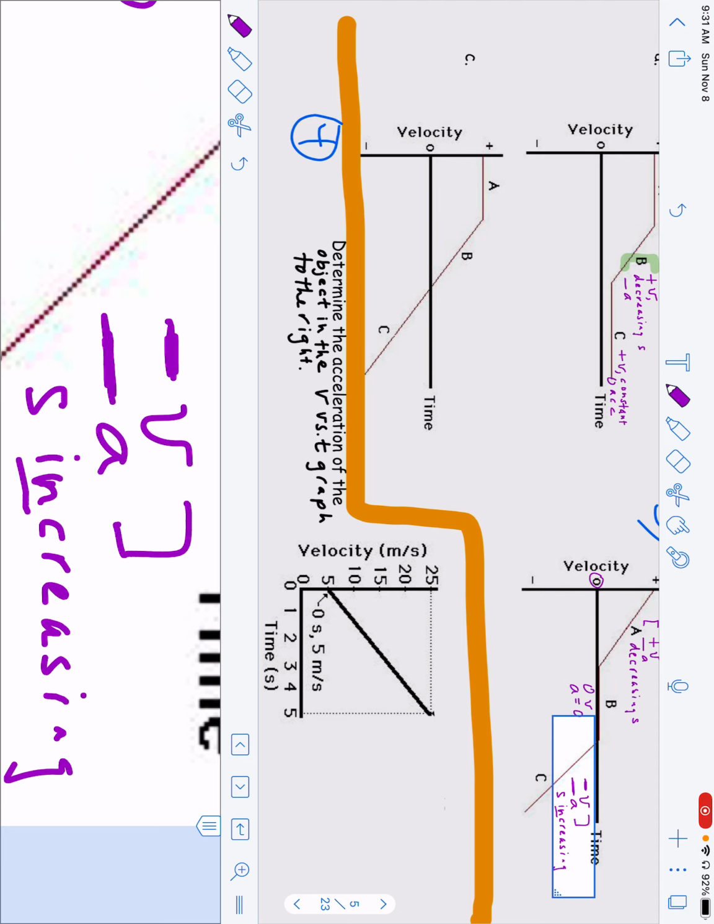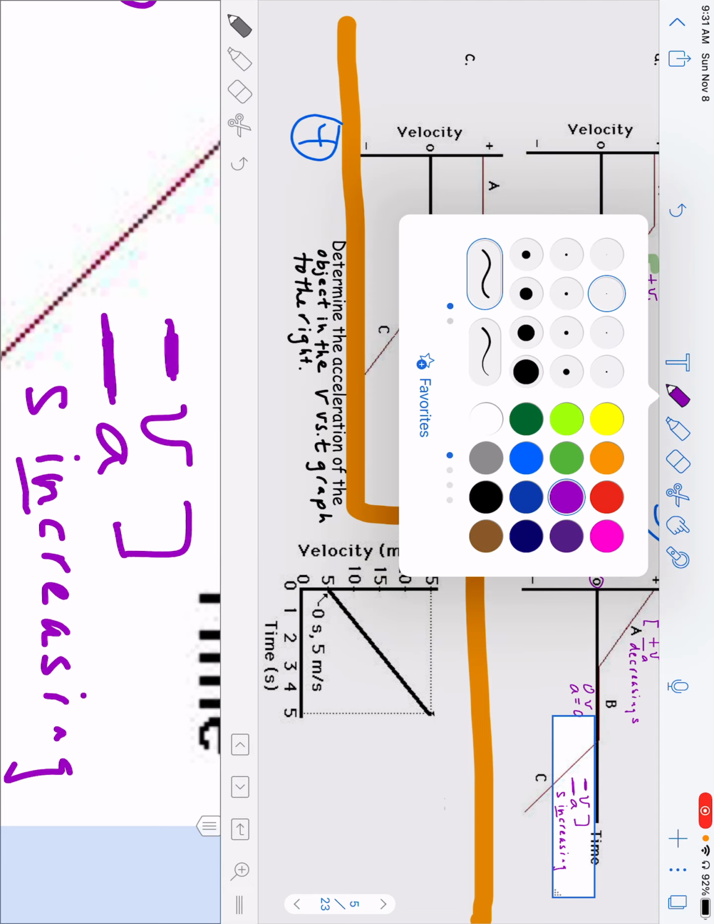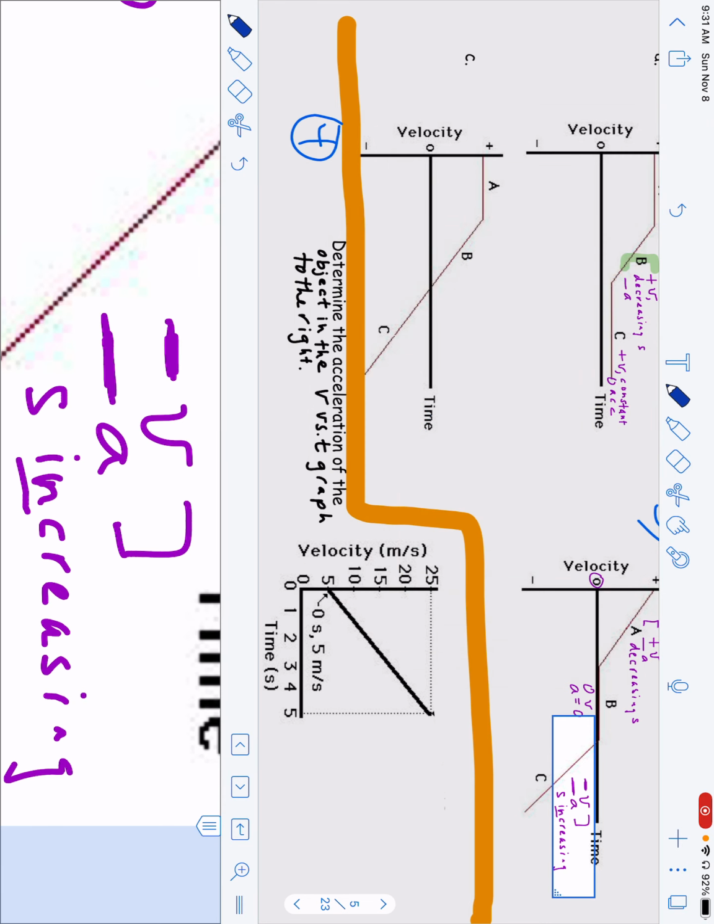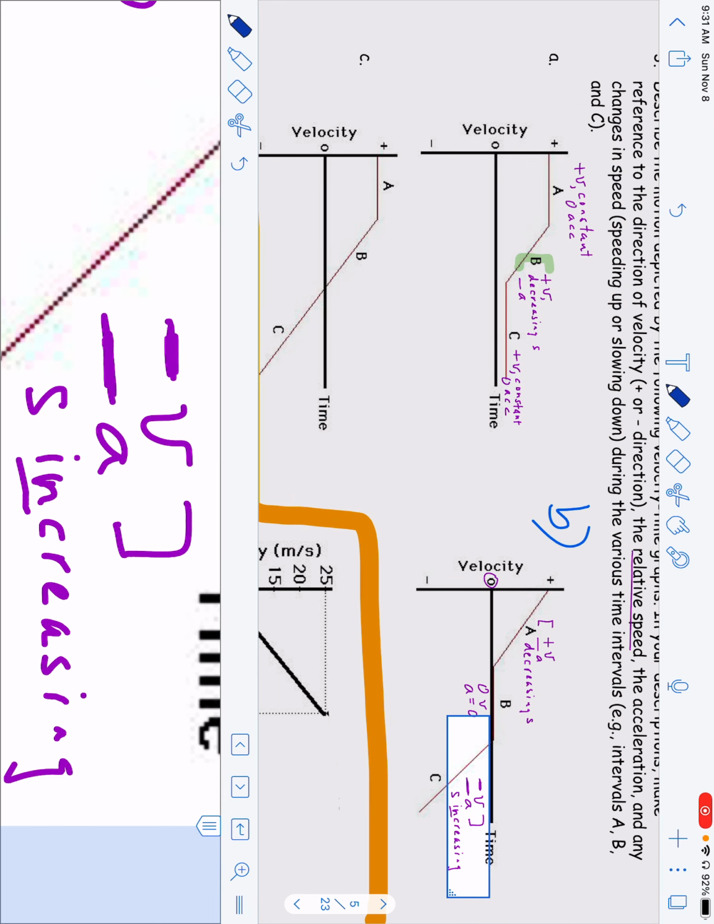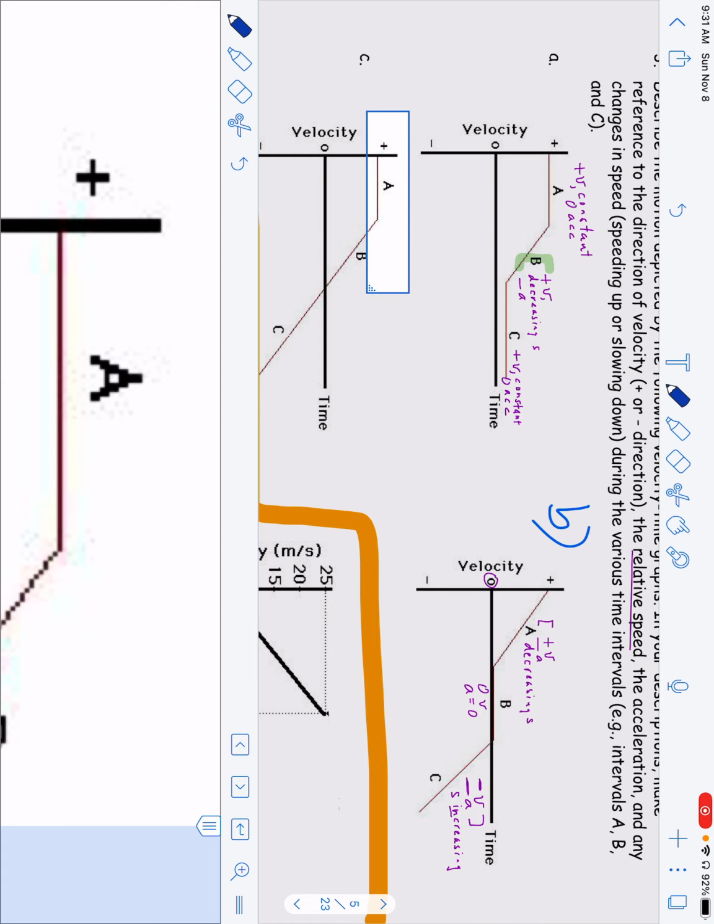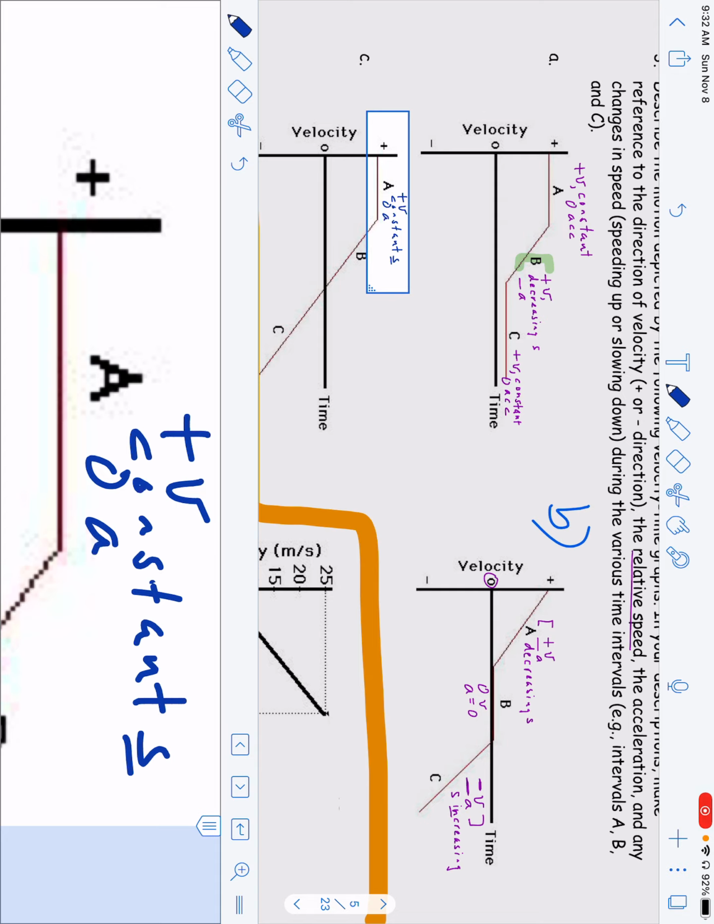Okay, right here on the last one, same thing as before. Let's just do it again, just for practice. Right here, we have positive velocity, it's going to the right. The speed is staying constant, and so that'd be zero acceleration. There's no slope there.